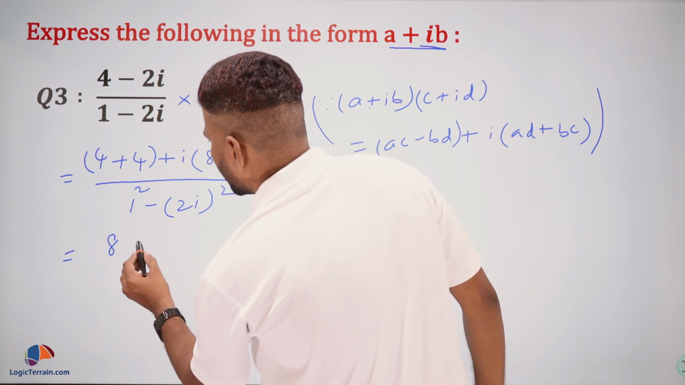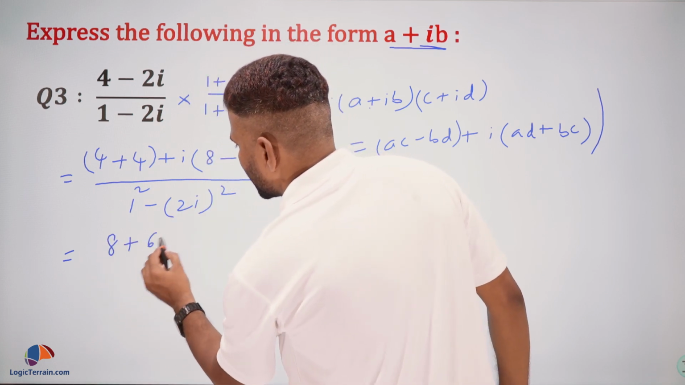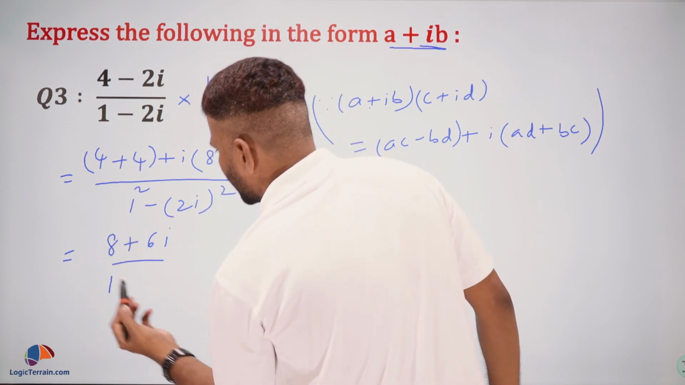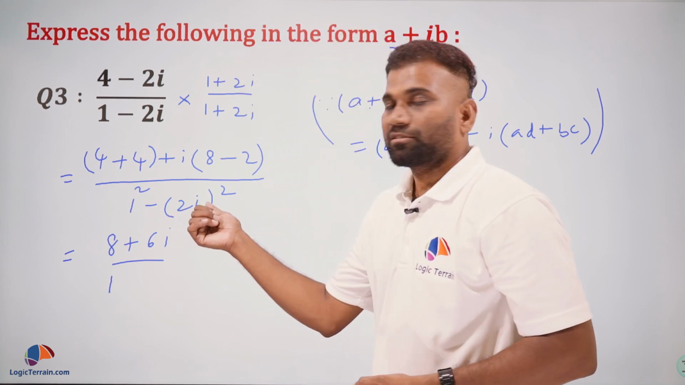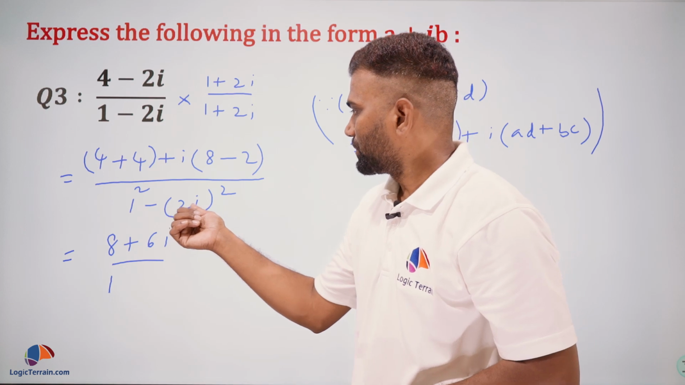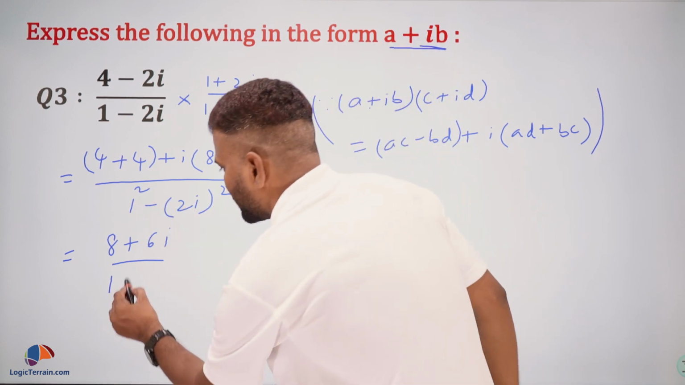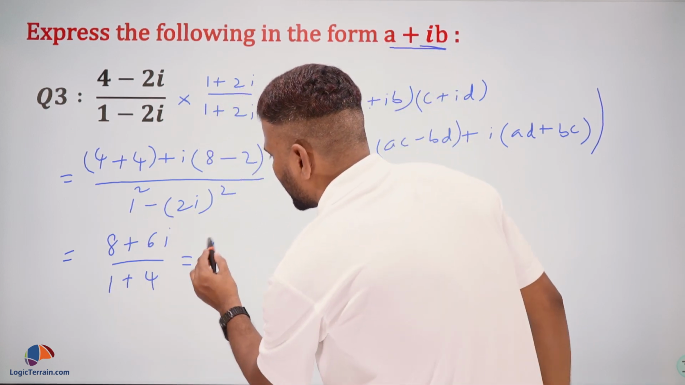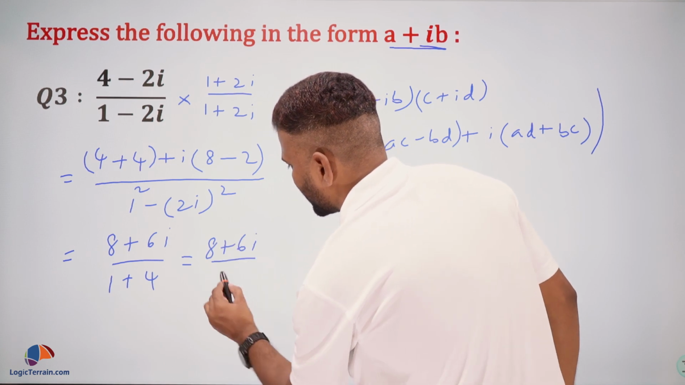Further 8 plus this becomes 6i upon 1 square is 1, 2 square is 4 and i square is negative 1. Negative 1 into 4, negative 4, negative of negative, plus 4. This becomes (8 plus 6i) upon 5.